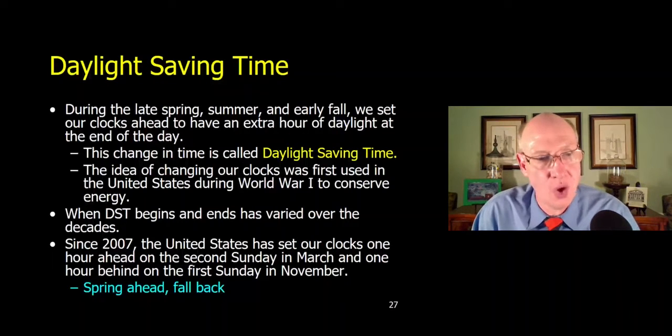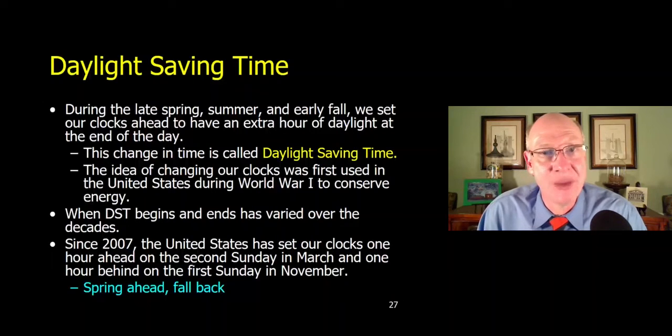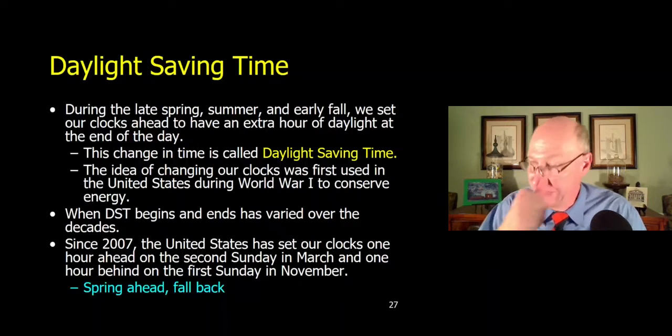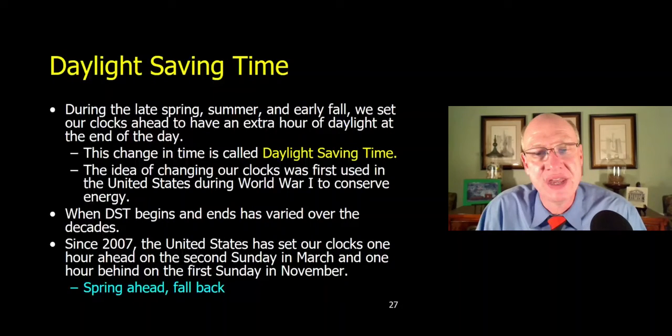So, all right. When daylight saving time begins and ends has changed by legislation over the years. The most recent legislation that decided this was passed in 2007. So the United States sets our clocks 1 hour ahead on the second Sunday in March and 1 hour behind on the first Sunday in November. So always remember, spring ahead.